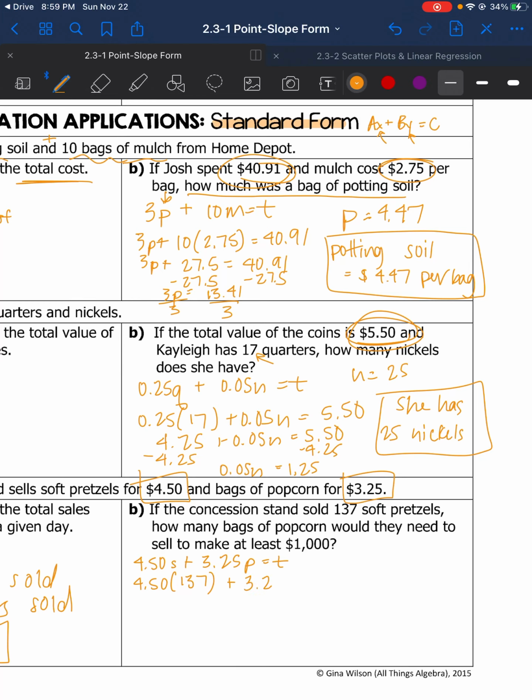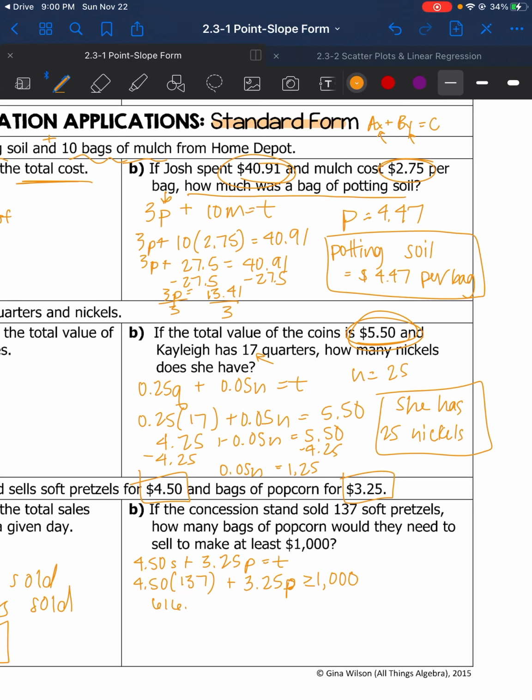Then they're asking how many bags of popcorn. So we're going to leave this as it is, and then they want to make at least $1,000. So they want their total to be 1,000. And instead of saying equal to, they want at least. So they can have more, right? So we want to say the total sales from all this has to be greater than or equal to $1,000. It can be more than, but they want at least 1,000. They don't want less than.